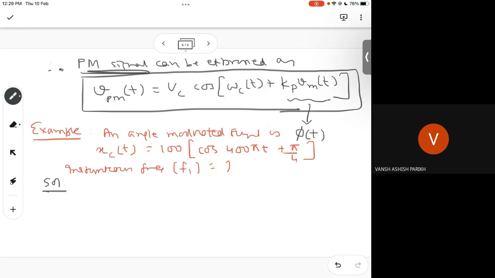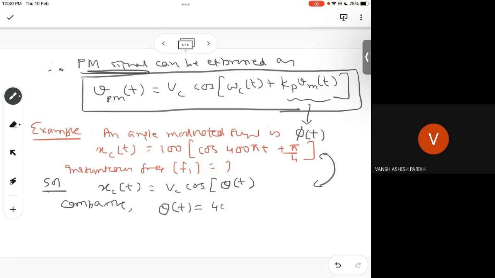So this is the thing, and we know that x_c(t) is given as Vc cos θ(t). If I compare these two, what I get is that θ(t) is equal to 400πt. Just see this. Now you'll understand why my angles and units are the same.